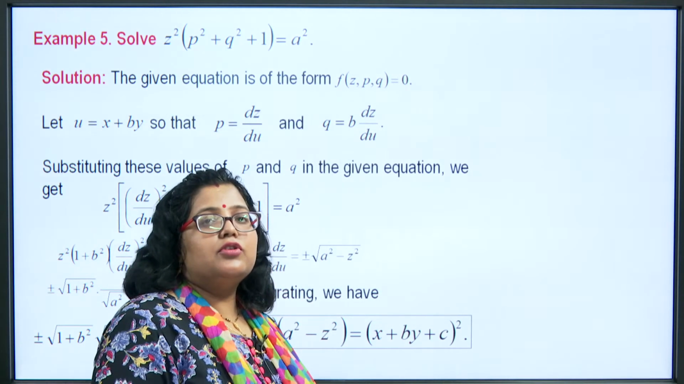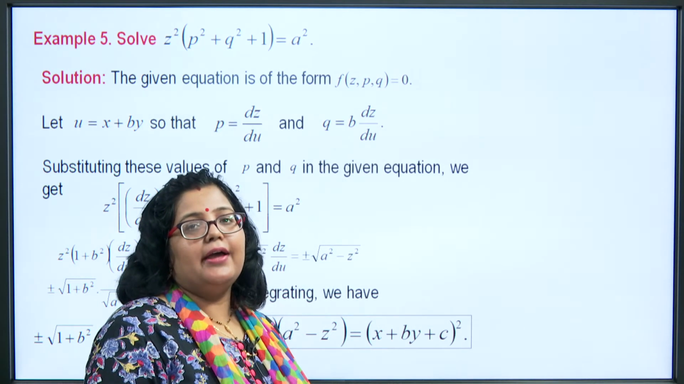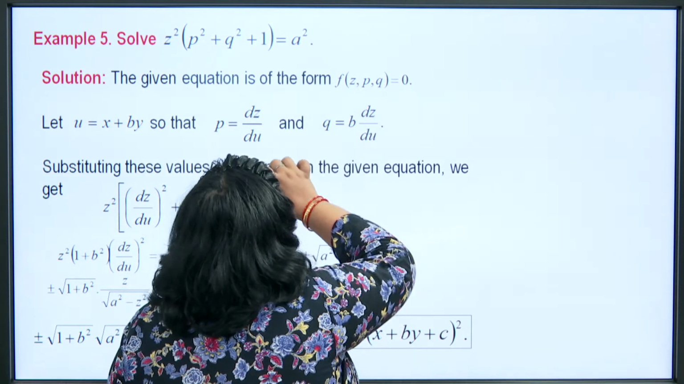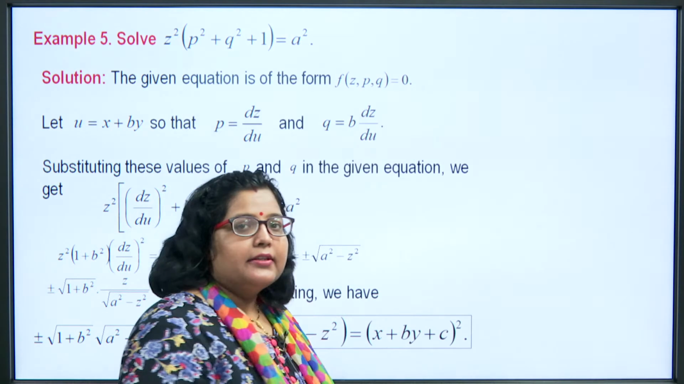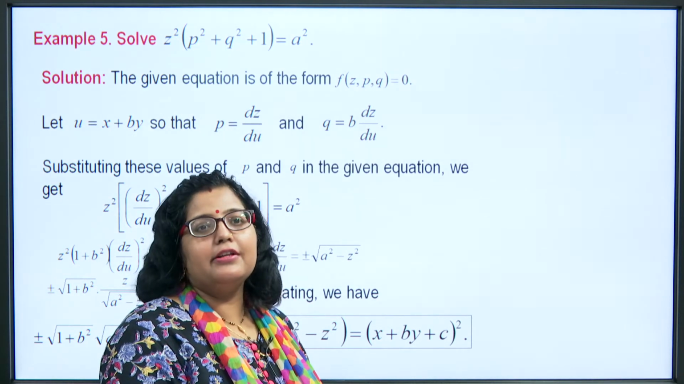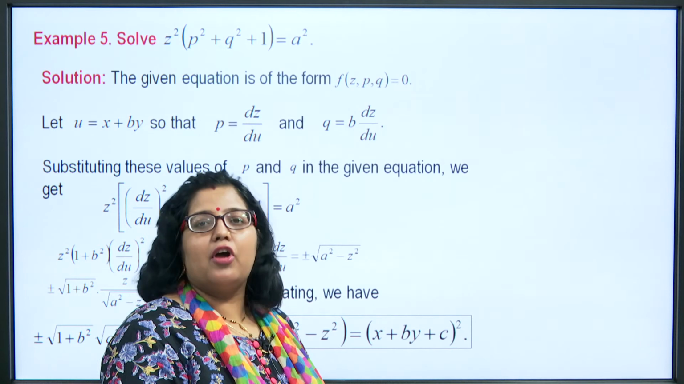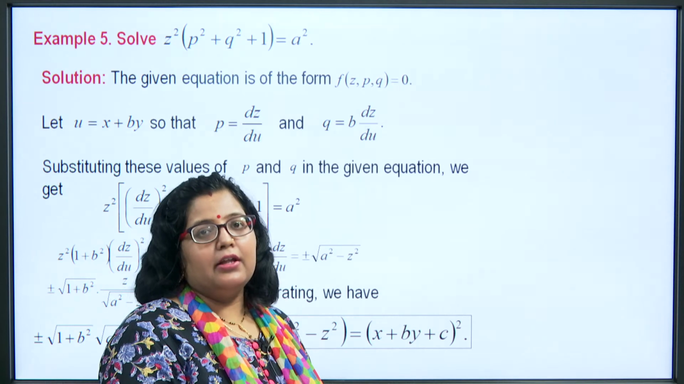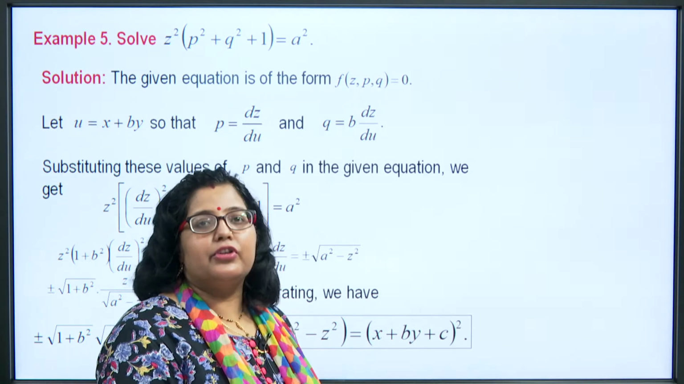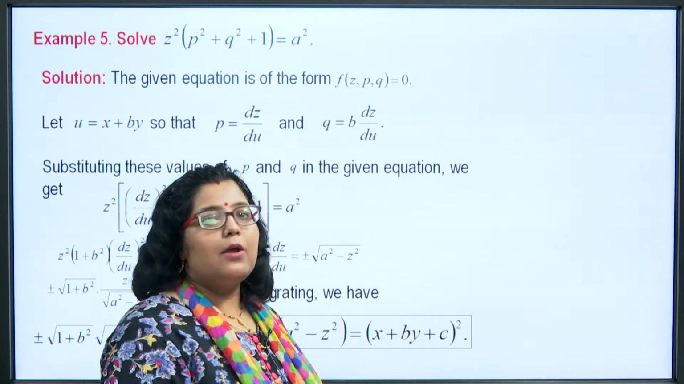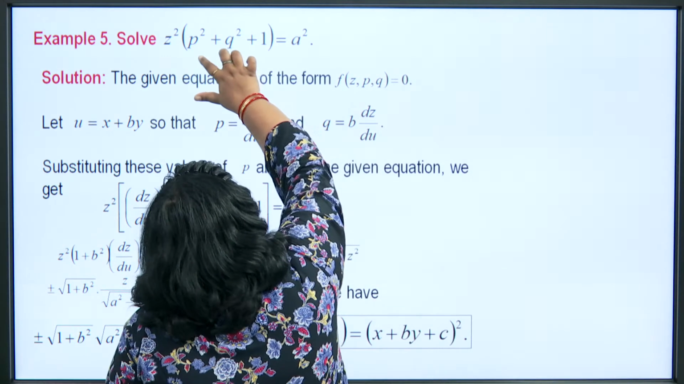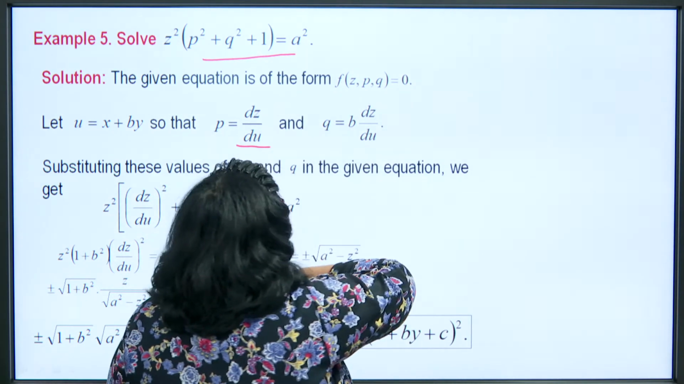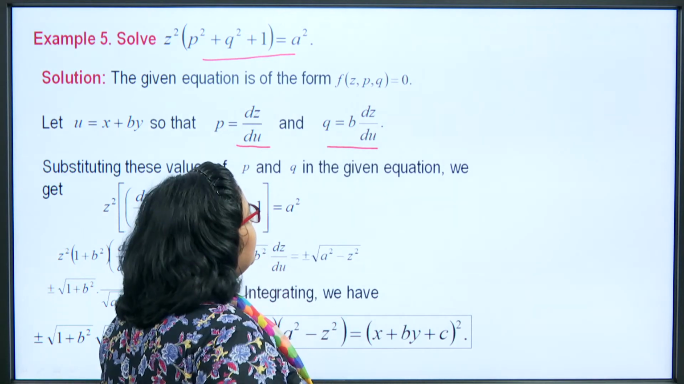See here, solve z squared (p squared + q squared + 1) = a squared. This equation contains p, q, z. It is not type first because it contains z. It is not type second, we cannot reduce it to type second because it is not in that form. But this is type third. So after knowing this, we put p = dz/du and q = b dz/du.